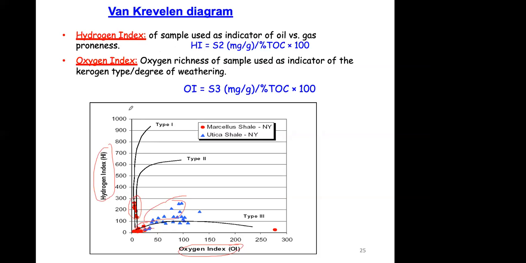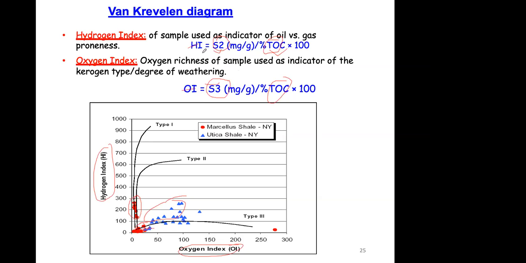And this hydrogen index and oxygen index, you can calculate using the pyrolysis generated parameters, that is hydrogen index is S2 divided by TOC into 100. Then oxygen index, you can calculate from S3 and TOC. So this S1, S2, S3 are derived from Rock-Eval pyrolysis, and TOC also you can derive from Rock-Eval pyrolysis or using a LECO TOC analyzer. And using these parameters, you can calculate hydrogen index and oxygen index.